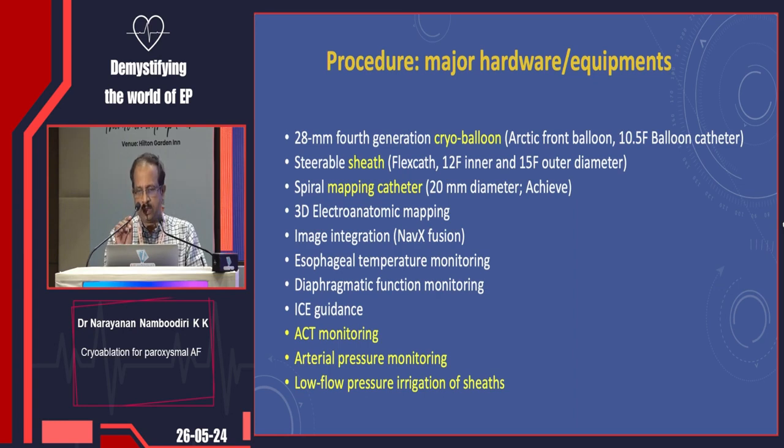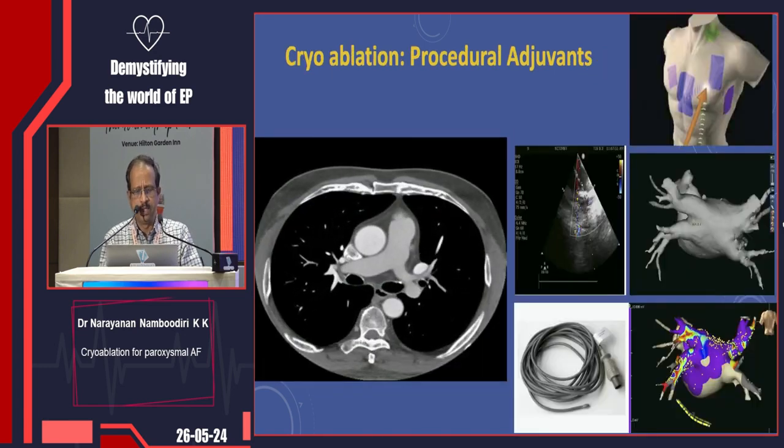The hardware includes a 28 millimeter fourth generation cryo balloon. This is a 10.5 French balloon catheter introduced through a 12 French steerable sheath, with a spiral mapping catheter, which is called Achieve. Then 3D electroanatomical mapping is done in all cases with us. Image integration, esophageal temperature monitoring is a must, diaphragmatic function monitoring, ICE guidance, ACT monitoring, arterial pressure, and low pressure irrigation of the sheaths. Here's the CT.